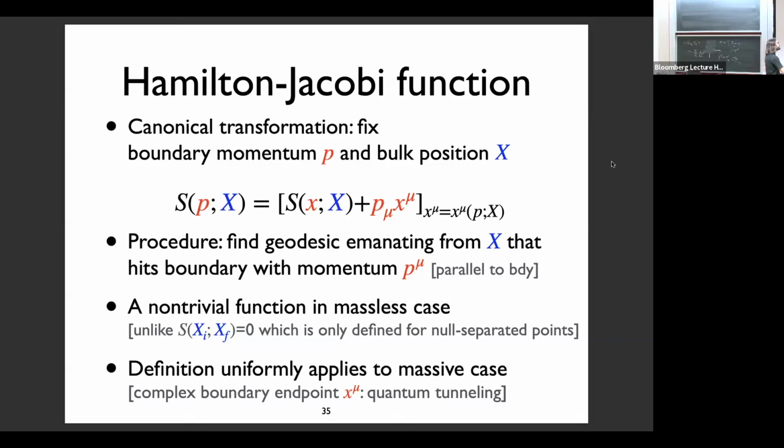And it's a non-trivial function in a massive case. And it also works in a massive case. The massive case is a bit weird because the time-like geodesics don't reach the boundary. But there's still quantum tunneling that happens, and there's a complex geodesic that reaches the boundary, and if you apply these formulas to a complex geodesic, it all works. Okay.